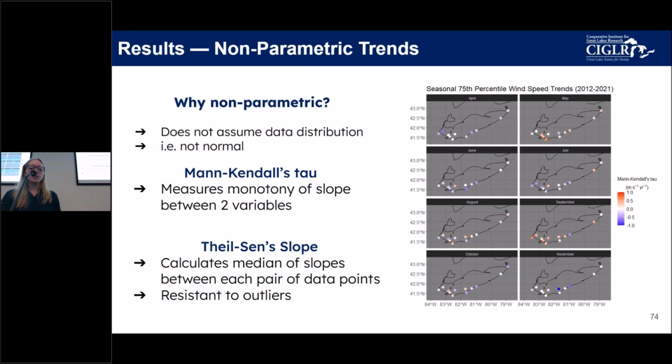Starting off looking at this figure, this is the 75th percentile of wind speed trends from 2012 to 2021. This period I'm showing right now because it overlaps with our bloom initiation analysis study. This is looking at the Mann-Kendall tau, so we can see that there's a lot of spatial heterogeneity in regards to each of these months. But if we focus a little more on May and September, there is more spatial coherence in regards to trends being in the positively increasing direction.